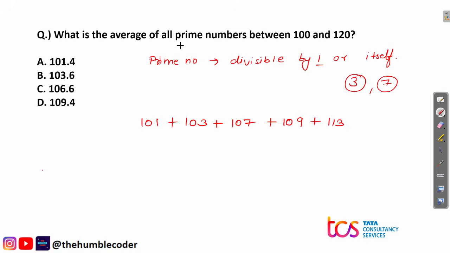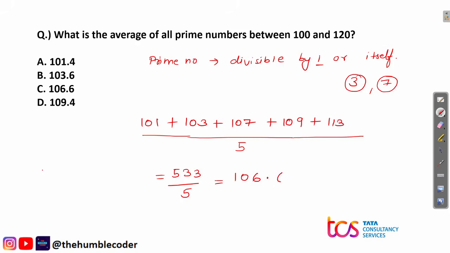Now it is asked what the average is. In order to find the average, we will take the sum of all of them and divide by how many of them there are. So 1, 2, 3, 4, 5, we will divide by 5. When we add all of them, we get the value 533. When we divide it by 5, we get 106.6. Simple division. Option C is 106.6, so according to us, the answer is option C.